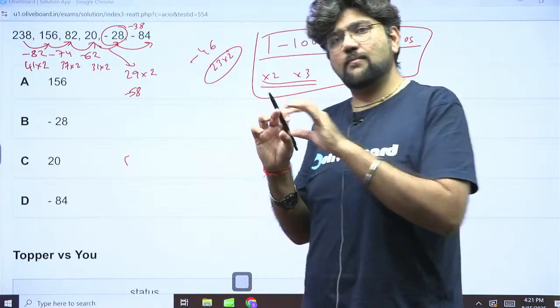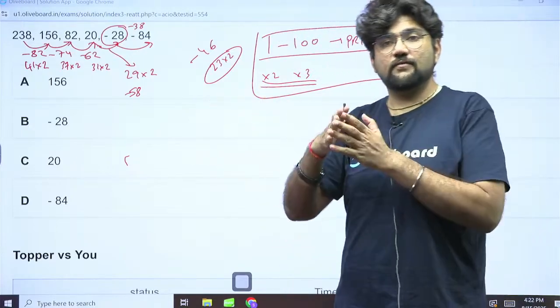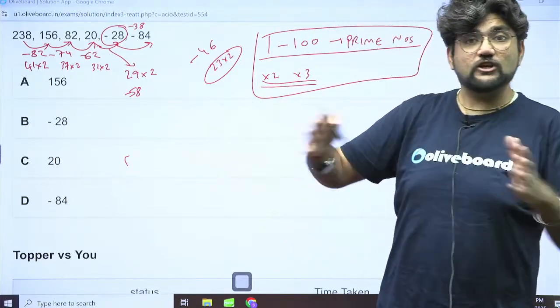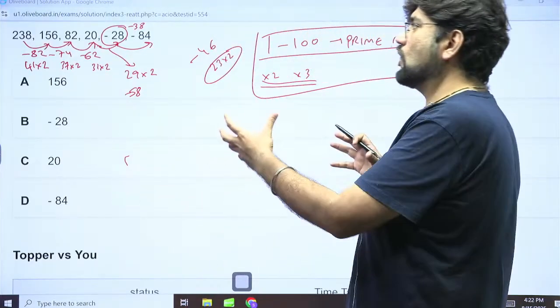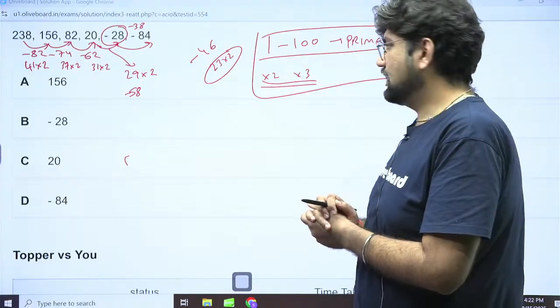If you see that there are prime numbers, maybe they are just being doubled. If they are perfect squares, maybe they are just being doubled. If they are perfect cubes, maybe that is just being doubled. So that will give you a fair idea of how to approach this particular question, right?